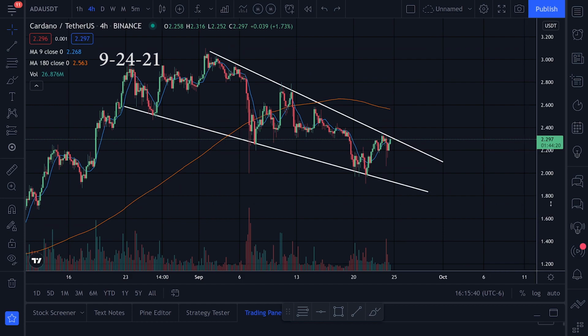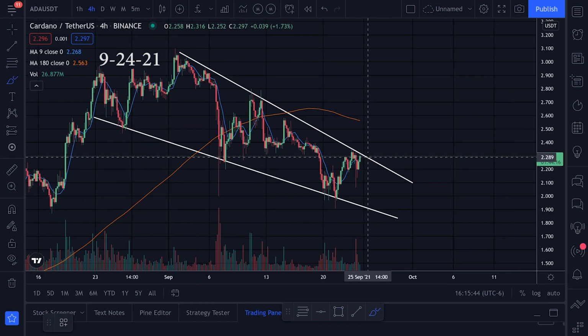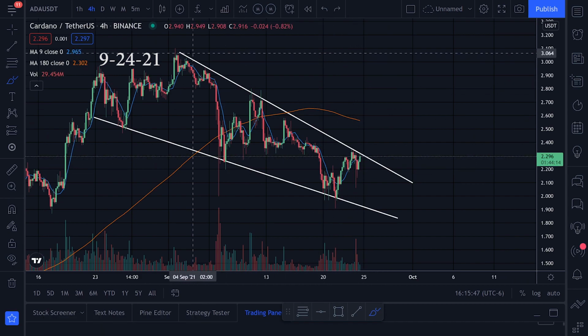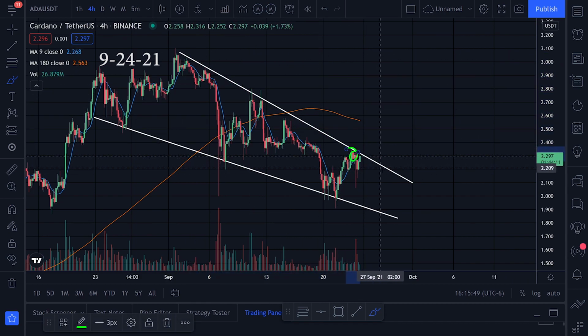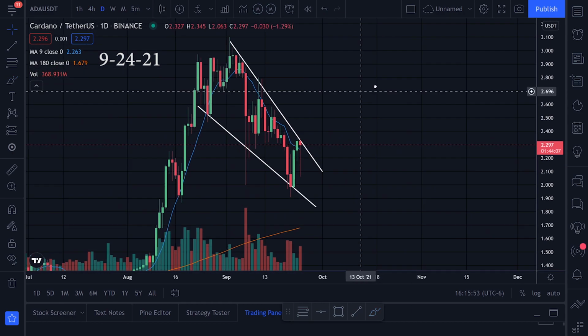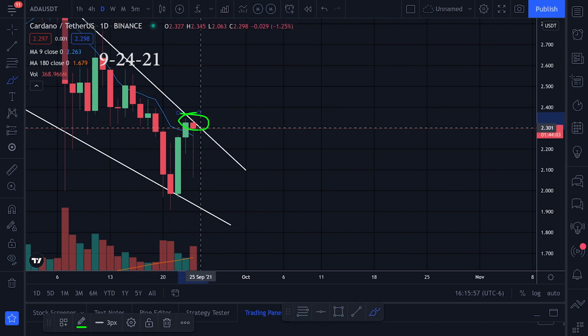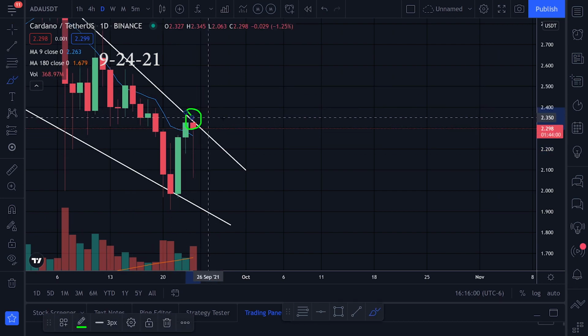But in general, it's similar but kind of different, as in we are getting way closer to testing this top trend line on Cardano than we were on the other ones. And if we go into the daily time frame, we are actually above the 9 moving average for now. Anyways, we did break above it. Let's see if we can stay above it.